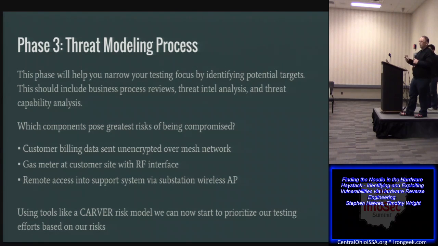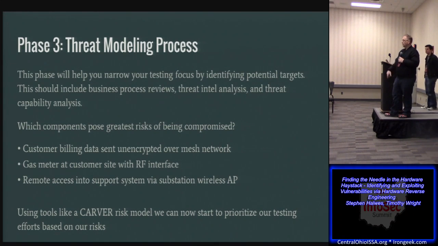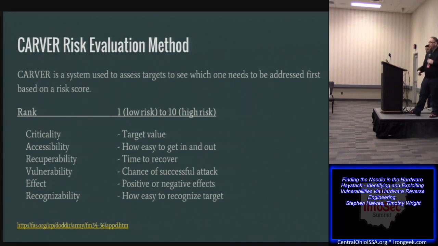I know a lot of testers want to chase the shiny, but we also want to make sure that as an organization we're getting the testing done. So we can go through our Carver model. I have 3 examples up here. Customer billing data being sent unencrypted over a mesh network, a gas meter at a customer site with an RF interface, and remote access into a support system via a substation wireless AP. Depending on your business, you could define which one of those is more risky to you. So with a Carver, you can help identify and prioritize based on the risk for your organization.